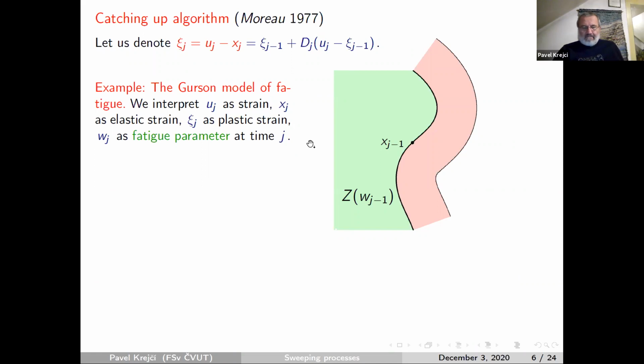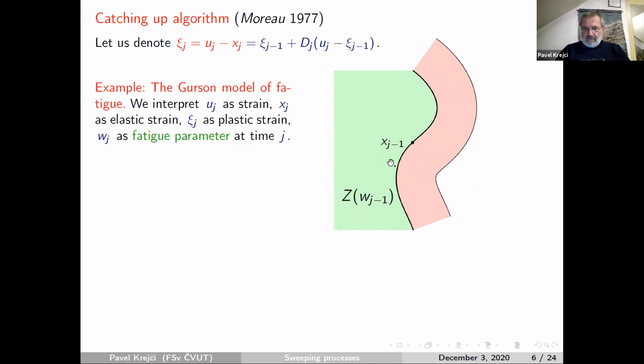And my example refers to the Gerson model of fatigue. So we interpret the input uj as the strain, xj is the elastic strain, which is assumed to be limited to the set Z of wj. So cj is the plastic strain. We decompose the strain into the elastic strain, which has to be bounded within the set Z, and then cj is the complement. And wj is the fatigue parameter. So in terms of the Gerson model, the set depends on the current value of the fatigue parameter.